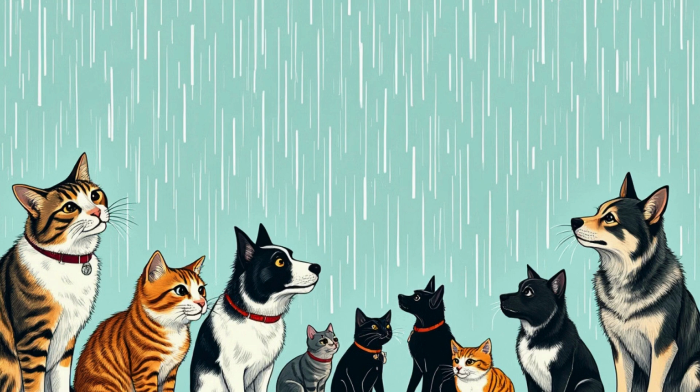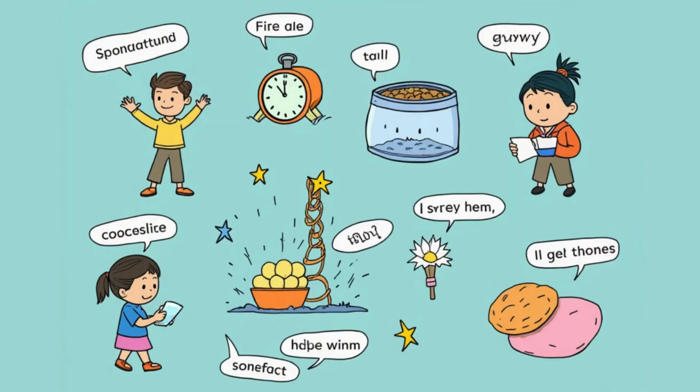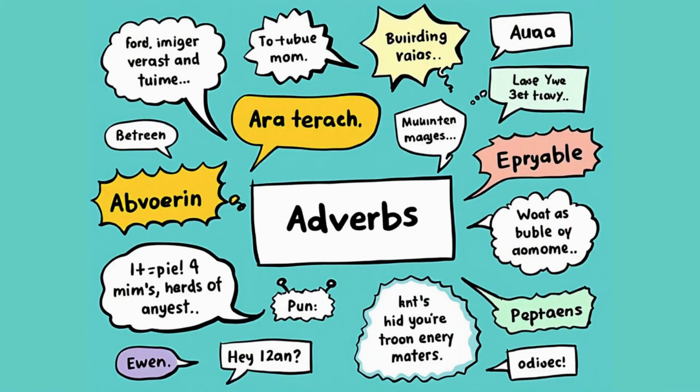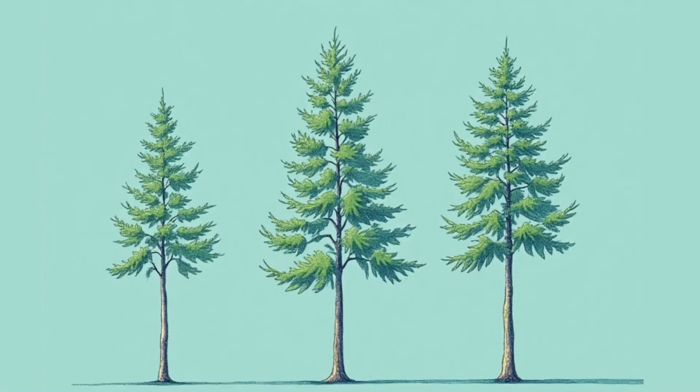Okay, second question. Complete the sentence with a reflexive pronoun. "She looked at blank in the mirror." The answer is herself. The action of looking is reflected back to the subject, she. And last question. Is who a relative or reflexive pronoun? Who is a relative pronoun. It introduces a clause that tells us more about a person.